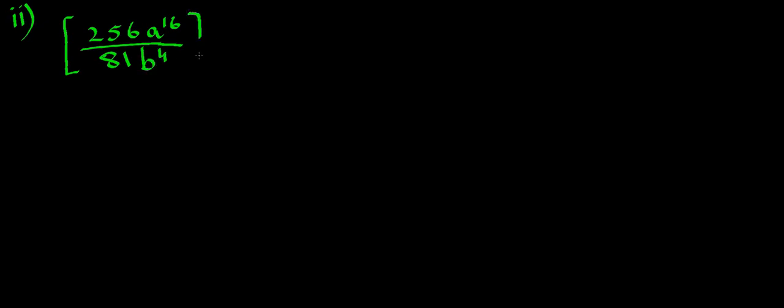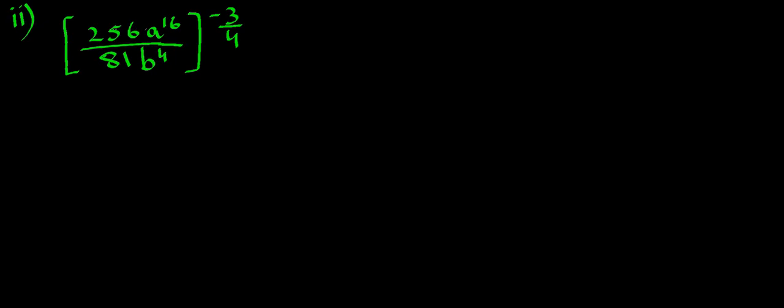Moving ahead to the next sub question, the second one. Here we have some numbers to deal with. We have 256 upon 81 and 256 a raised to 16 upon 81 b raised to 4, this whole raised to minus 3 upon 4. This really looks a little weird, but trust me, it's very, very simple. So let's see how it is simple.